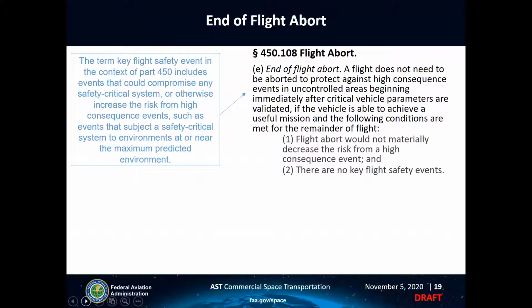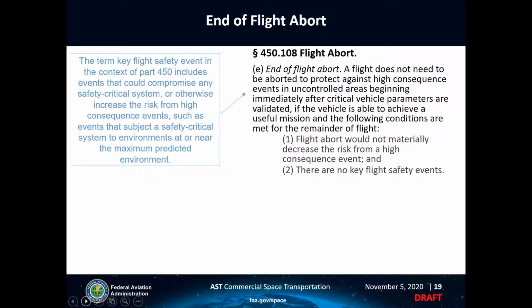Section E is related to the end of the use of flight abort as a hazard control strategy to protect against high consequence events. It states that a flight does not need to be aborted to protect against high consequence events in uncontrolled areas, beginning immediately after critical vehicle parameters are validated, if the vehicle is able to achieve a useful mission and the following conditions are met for the remainder of flight. First, flight abort would not materially decrease the risk from a high consequence event. And second, there are no key flight safety events.